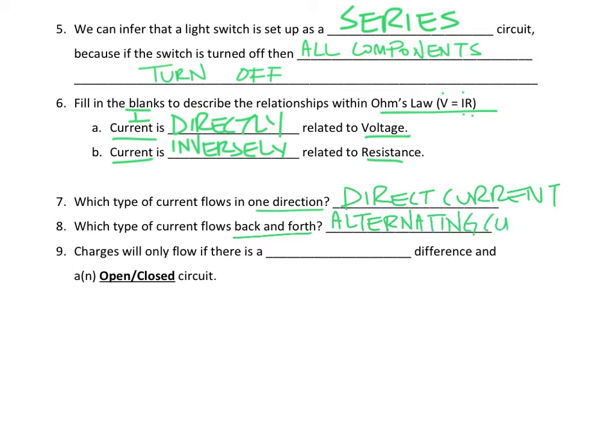Direct current would be a circuit that was set up with a battery, like we've done in class. And charges will only flow, we talked about this yesterday, if there is a voltage difference. So there has to be a positive and negative. There has to be a voltage difference. There has to be a reason for that voltage to want to move or push those electrons through that circuit. And it'll only work if that circuit is closed. If the circuit is open, there's a gap, the electrons cannot cross that gap.